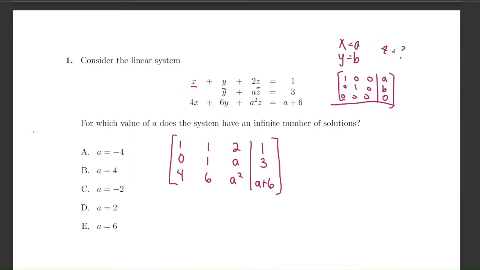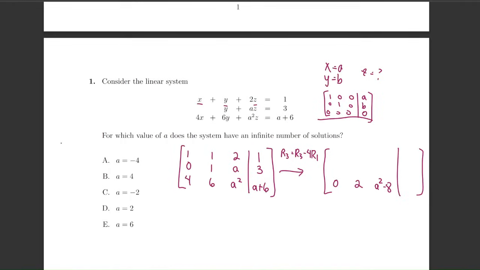So what we want to do is row reduce this to see for what value of a we get a row of zeros. Just to do some simple row reduction, I'm going to take the third row and subtract 4 times the first row, and that gives me 0, 6 minus 4 is 2, then a squared minus 8, and then a plus 6 minus 4, which is a plus 2.